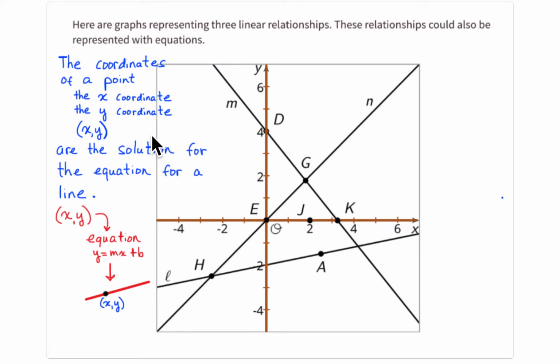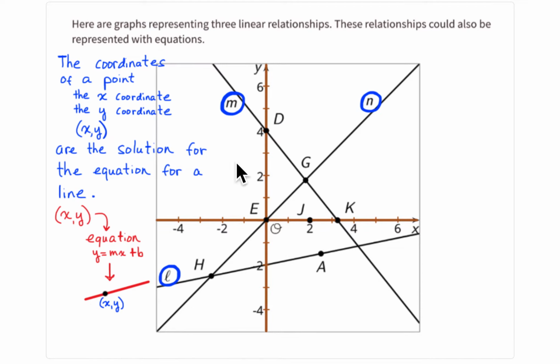So again, the coordinates of a point, so you're going to be given this image, and the coordinates of a point, the x-coordinate and the y-coordinate, x and y, are the solution for the equation for a line. So you have 3 lines, and each of those lines has an equation. So if you take a point on those lines and use the x-coordinate and the y-coordinate for that point, put them into the equation, they will make the equation true because it is a point on this line. And the equation defines that line.